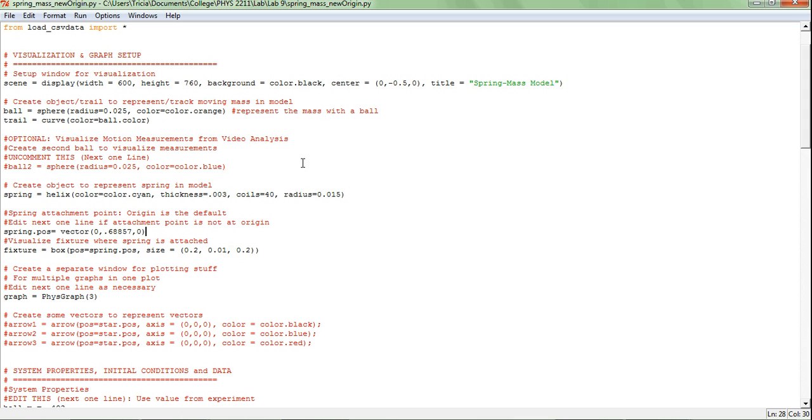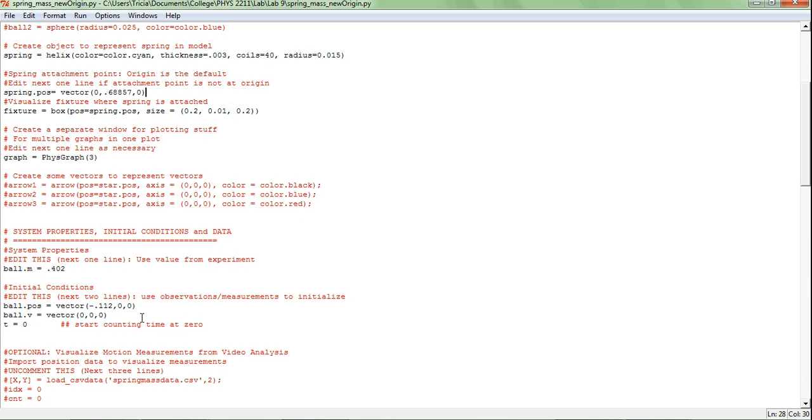And finally, for the third what does it mean question, I changed the origin of the spring system, making the attachment point not the origin. So by the definition they gave us, the attachment point will now be at a height L0 plus mg over k, which I found to be about 0.68857, and I put that in here. And then the initial ball y position will now be 0, because we wanted it to start at a y position of 0.